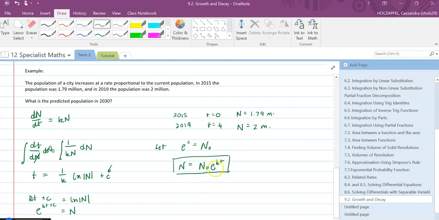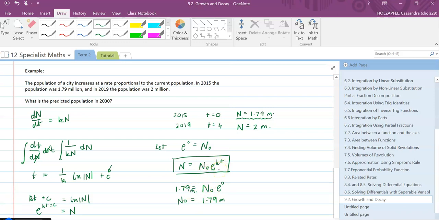Now we have some information here as well. The first piece of information that I know is that the initial population is 1.79 million. So we have 1.79 is equal to n naught e to the power of 0, so in other words 1. So then n naught must be equal to 1.79 million.